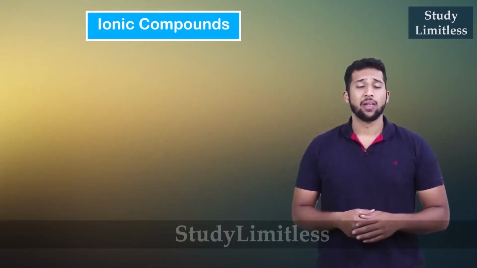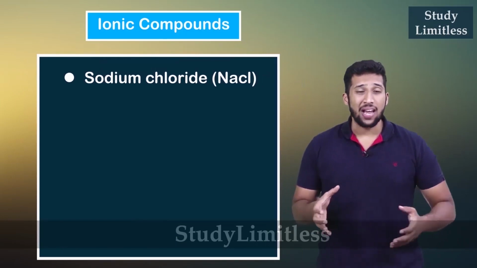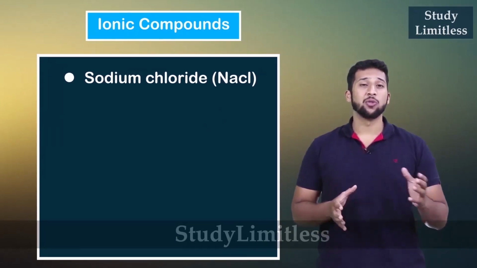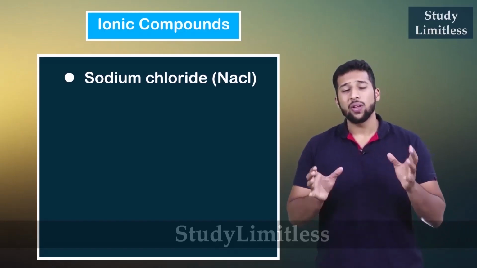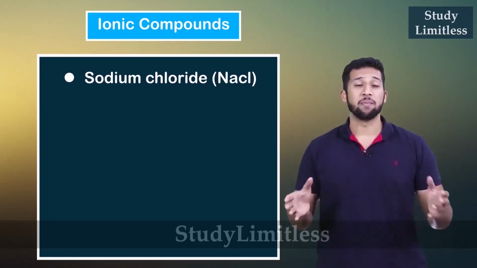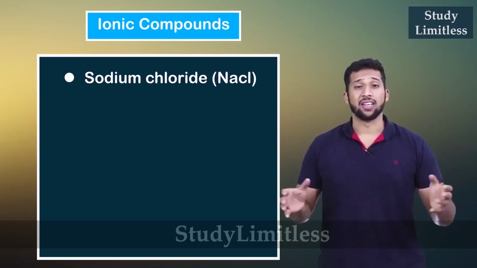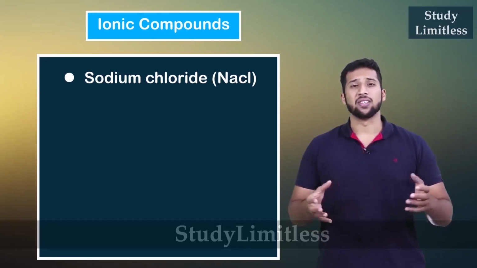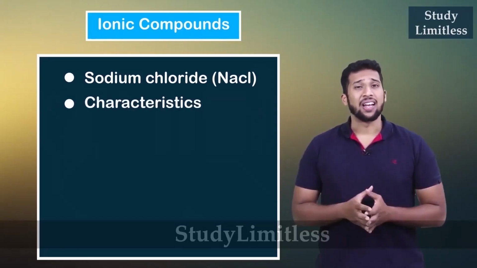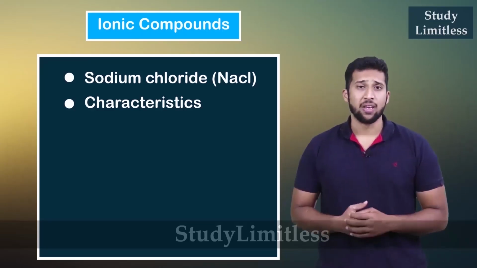Now let's start off with ionic compounds. If you've understood the formation of sodium chloride, you might have seen that there are two opposite charges in one compound. And when you have two opposite charges in one compound, that is what actually is an ionic compound. Now, these ionic compounds have certain characteristics, and these characteristics have helped us in our day-to-day life.